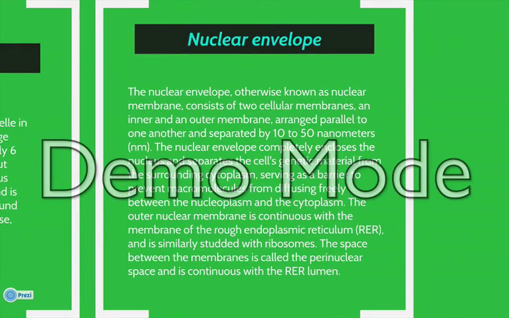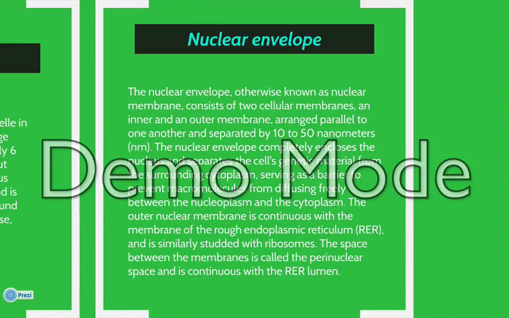Nuclear envelope. The nuclear envelope, otherwise known as the nuclear membrane, consists of two cellular membranes, an inner and an outer membrane, arranged parallel to one another and separated by 10 to 50 nanometers. The nuclear envelope completely encloses the nucleus and separates the cell's genetic material from the surrounding cytoplasm, serving as a barrier to prevent macromolecules from diffusing freely between the nucleoplasm and the cytoplasm.